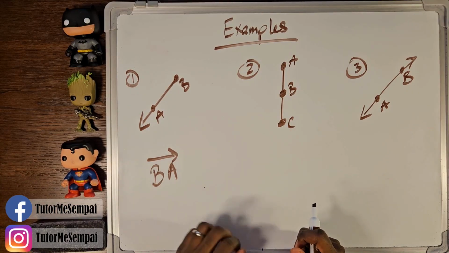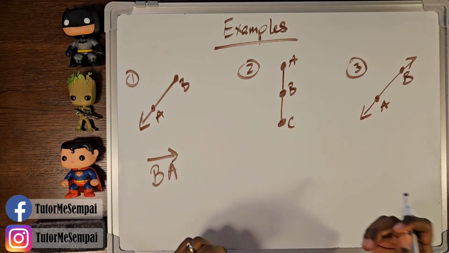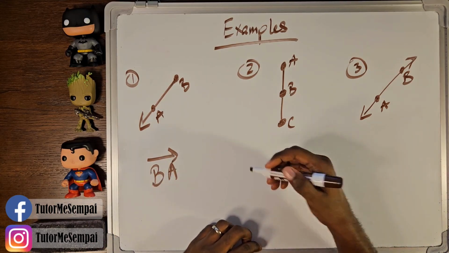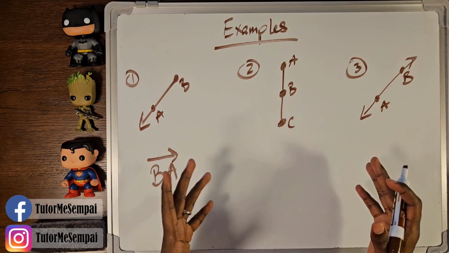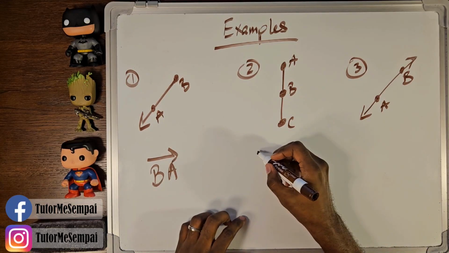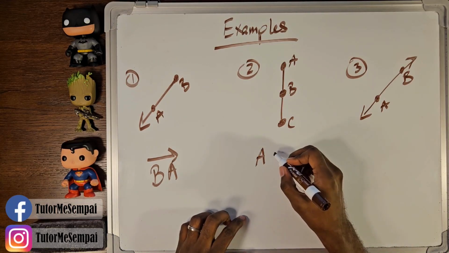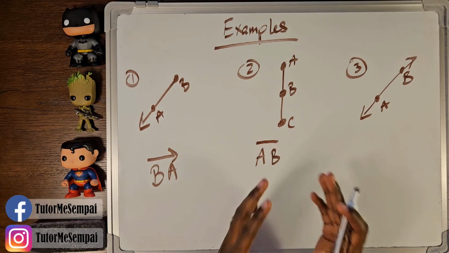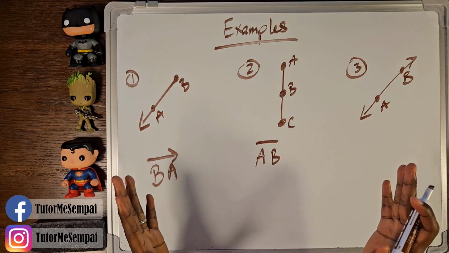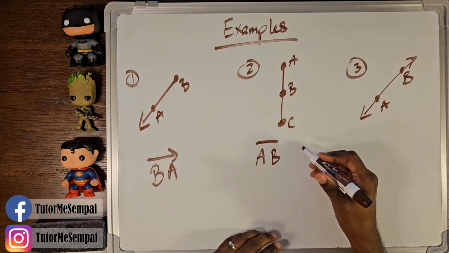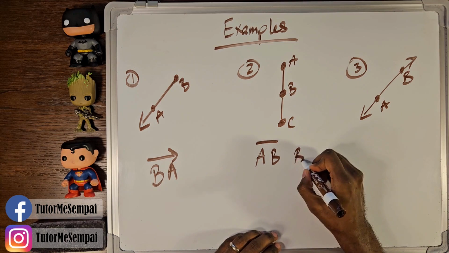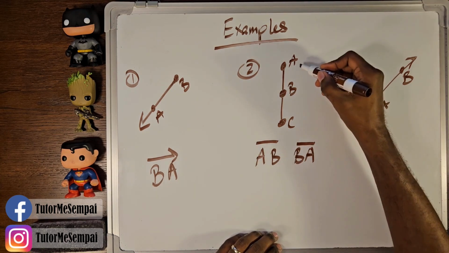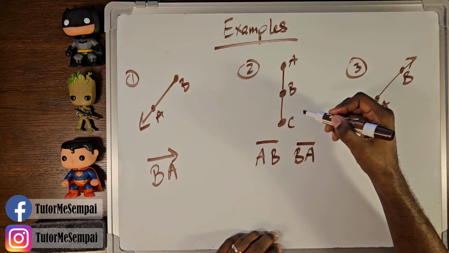How about number 2? Here we have a line segment with 3 points. So we want to write all the line segments that we see here. We can have line segment AB, right? And we need a straight line on top of it, no arrows. We can have line segment BA because order doesn't matter, right? So that would cover this line segment here.